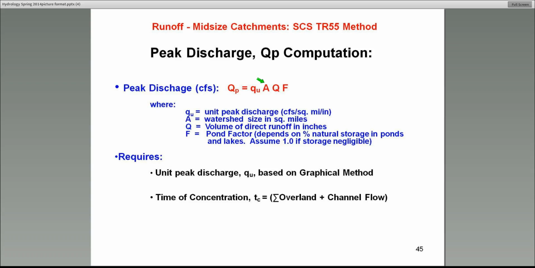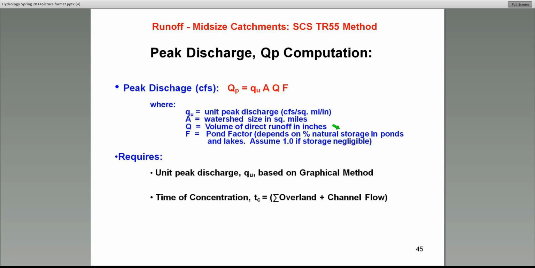You're going to multiply by that, and then the direct runoff volume, or what they call rainfall excess here, capital Q in inches. And finally, this pond factor F. This might confuse you a little bit, but they have a factor to recognize the effects of natural storage in the watershed. And typically, if it's not given, assume it's 1. That basically means you're neglecting that storage.